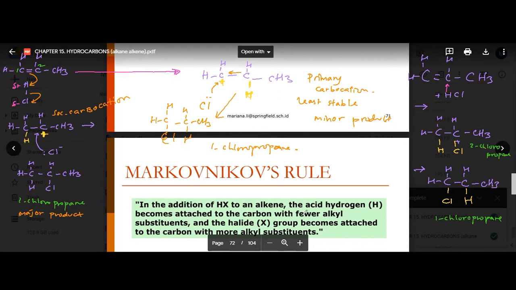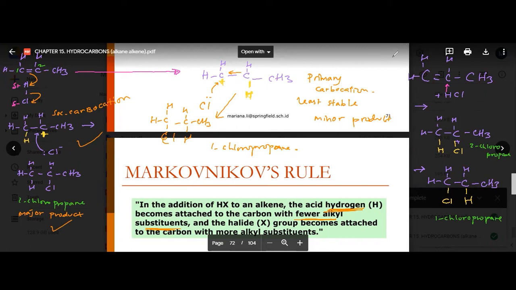So this makes sense with the Markovnikov statement: the acid hydrogen, the hydrogen from HX, will attach to the carbon with fewer alkyl groups, since it leads to the formation of the more stable carbocation. So this is preferable and will be the major product. Understand? Hydrogen goes to the carbon with fewer alkyl groups.